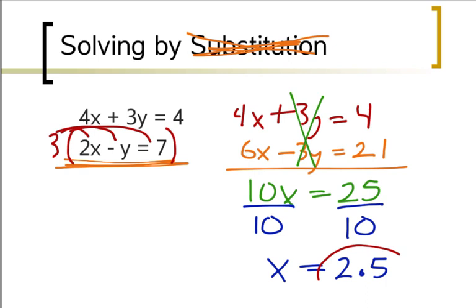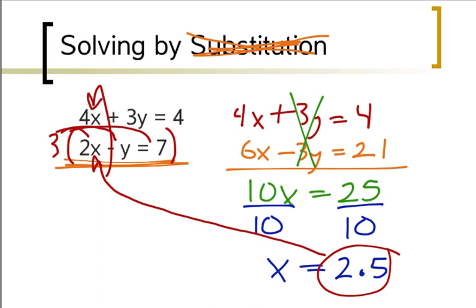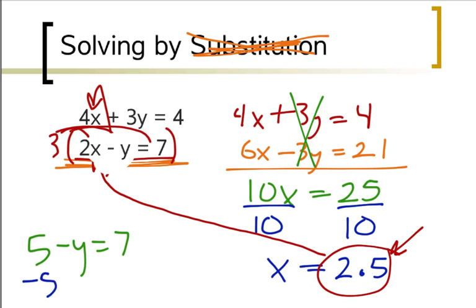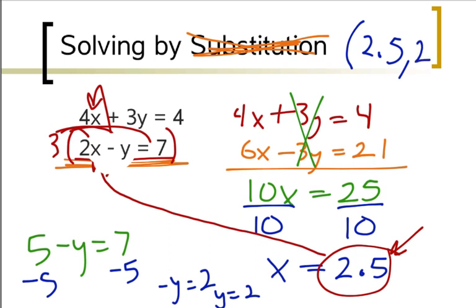Now to finish, all I have to do is take my 2.5 and substitute back in for one of the previous x's, here or in the top one. I'm going to put it in the bottom one though because it's a little bit easier. 2 times 2.5 is 5, so it's really 5, and then this was minus y equals 7. So that means I'm just going to subtract the 5, and I get negative y equals 2, which means that y equals positive 2. Okay, so that means the coordinate where these two lines would cross would be 2.5, comma 2. Okay?